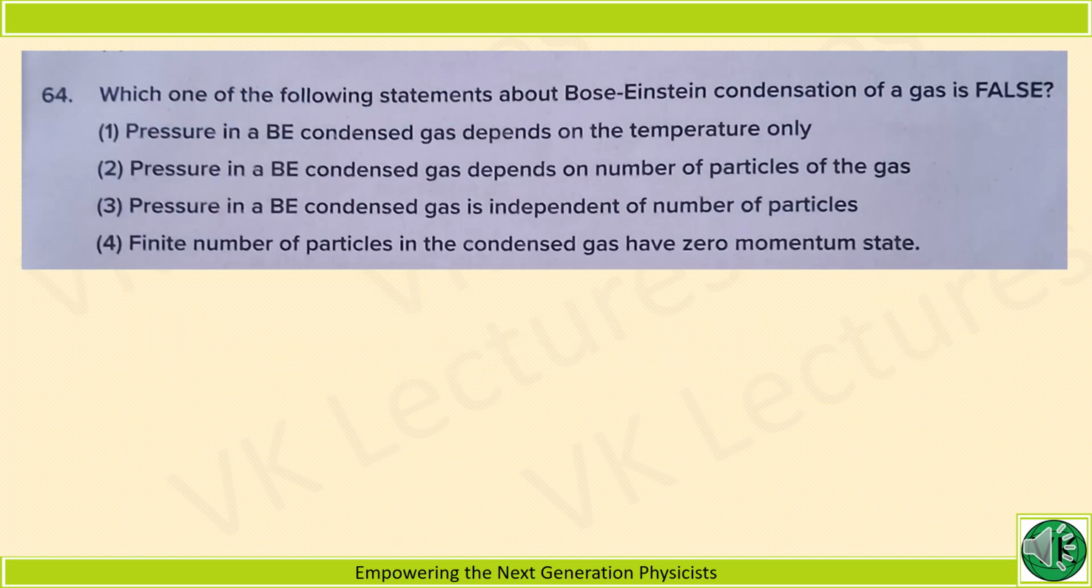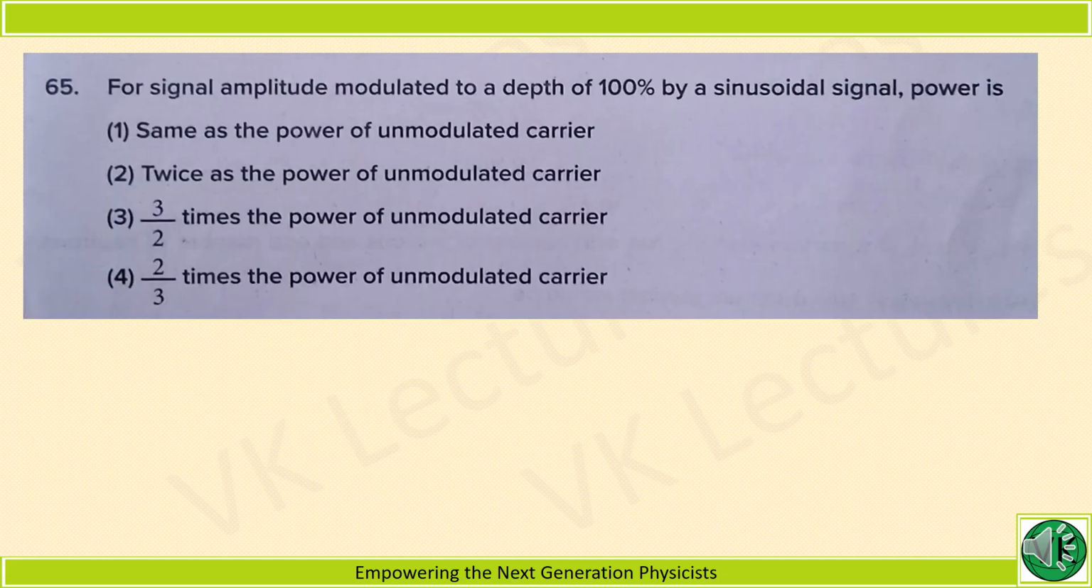Which of the following statements about Bose-Einstein condensation of a gas is false? The option is option 3. This is the false statement. For a signal amplitude modulated to a depth of 100% by a sinusoidal signal, the power will be 3 by 2 times the power of the unmodulated carrier wave.